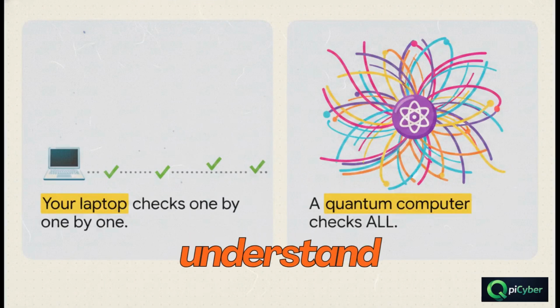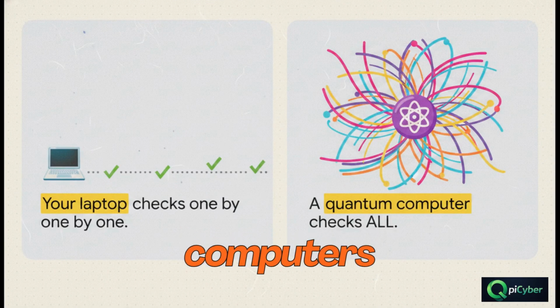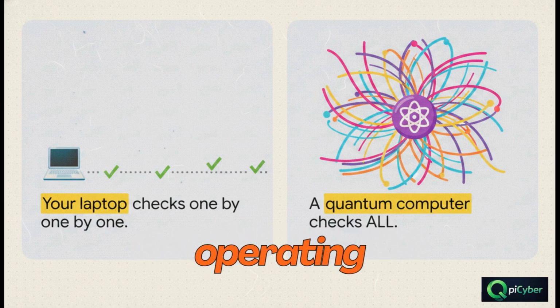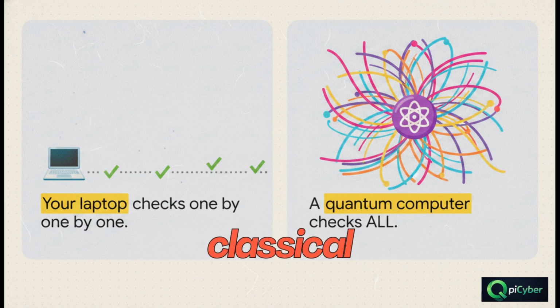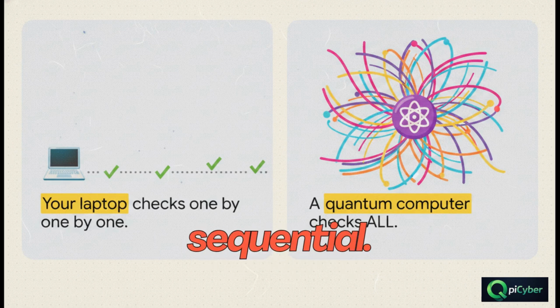Okay, to really understand the shift, we kind of have to look at the foundational architecture of the conventional computers we rely on. Think about your laptop, or even the most powerful supercomputers operating today. They're all built on classical binary logic. You've got millions of these microscopic transistors acting as tiny switches, just constantly flipping back and forth between a 1 and a 0. And hey, it's an incredibly efficient system, for sure, but it's inherently sequential.